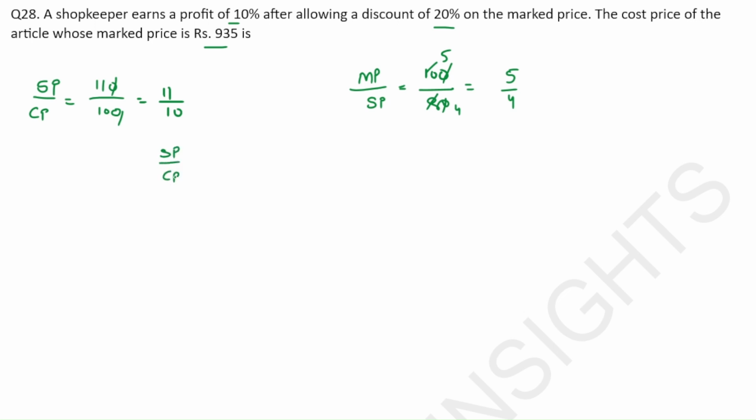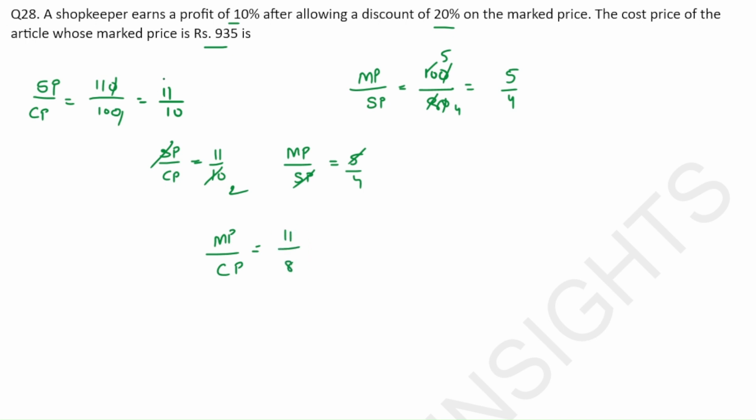SP by CP equal to 11 by 10. Mark price by SP equal to 5 by 4. So SP and SP cancel. 5 2s are 10. So that means mark price by cost price is how much? This is 11 by 8.